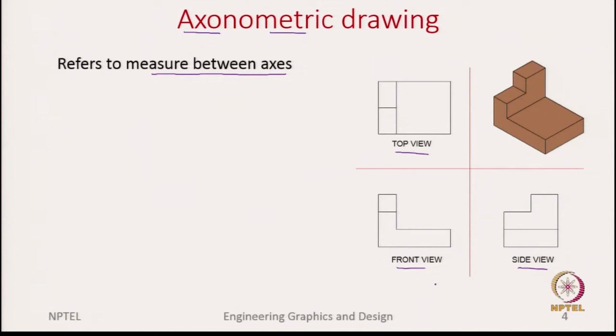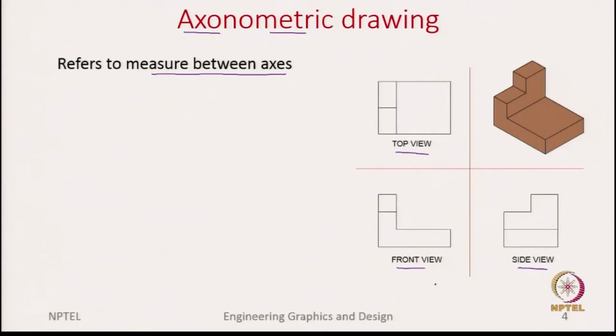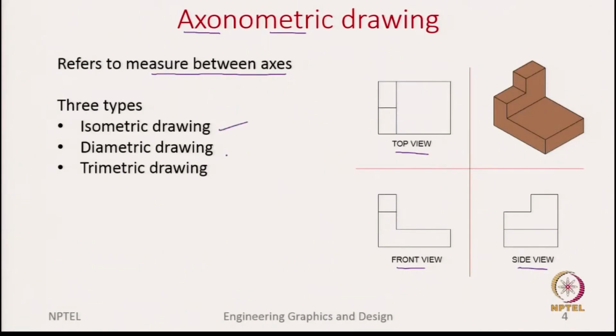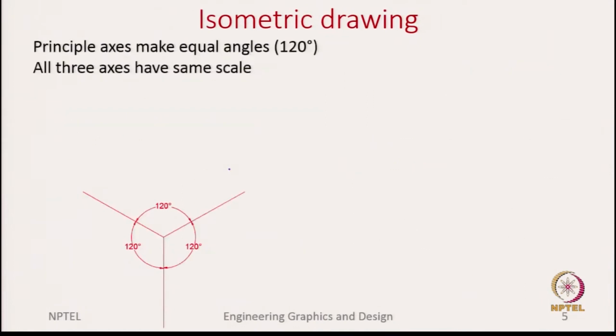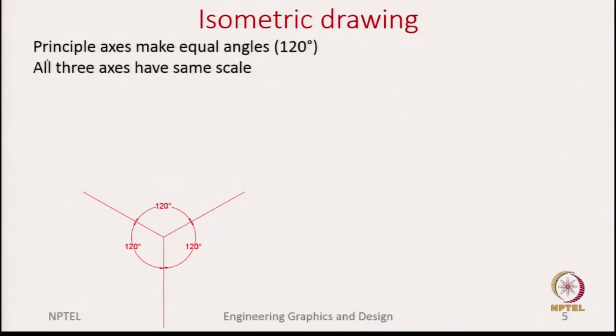Coming back to the topic of this slide, which is axonometric drawings, there are 3 different kinds of axonometric drawings: the isometric, dimetric and trimetric drawings. Let us look at them one at a time. Isometric drawings are the most commonly used out of all these pictorial drawings. The principal axes shown here make equal angles. As you can see, they make an angle of 120 degrees with each other.